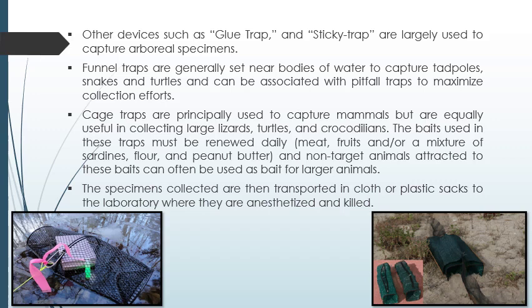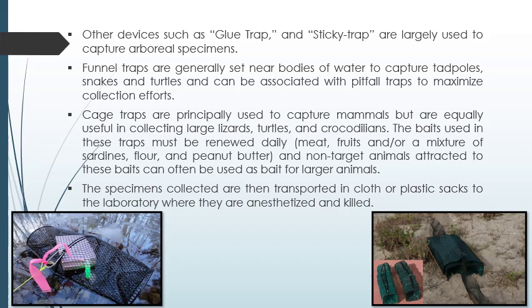So in this slide we have discussed different types of traps. Glue traps and sticky traps are used to collect the organisms which live on trees. Funnel traps are used to collect tadpoles, snakes and turtles, and these traps are usually set near water bodies. Cage traps are principally used to capture mammals.